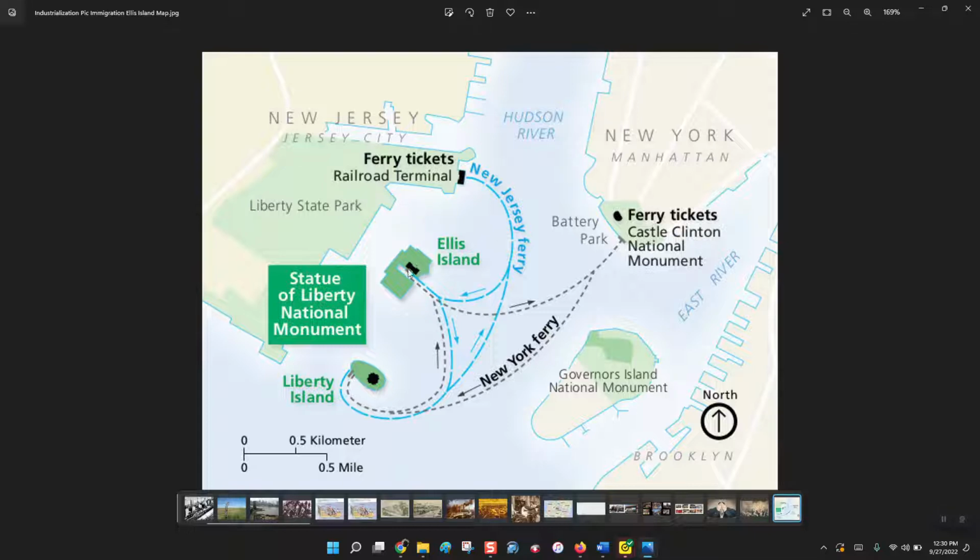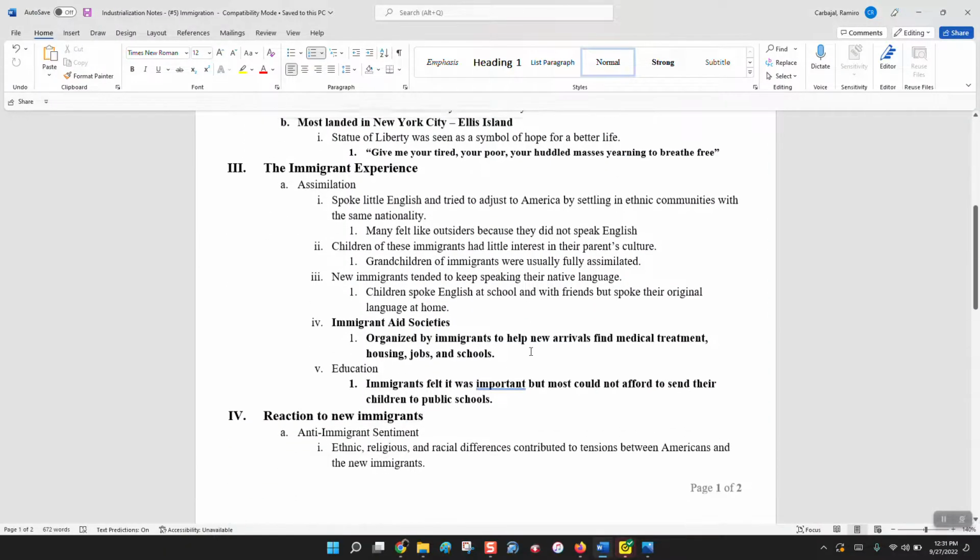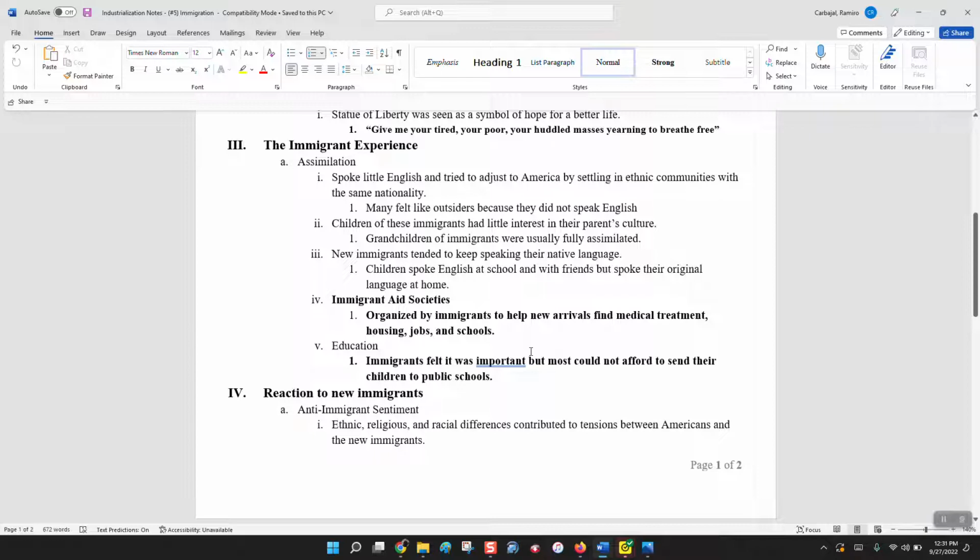So once they're registered on Ellis Island, another boat will take them off and drop them off here, at the southern tip of Manhattan. And now they're in New York. Now it's time to figure out where we are going to go and how we are going to live. Where am I going to get a job? So we're going to continue with the notes, notes number 3, the immigrant experience.